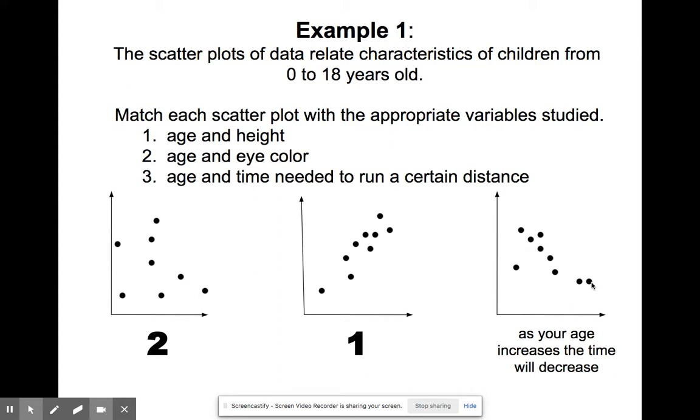Okay, so we're going to see a negative correlation to that, right? The farther you can run, the older you get, it's going to decrease. Negative correlation. Hopefully that makes sense for you.